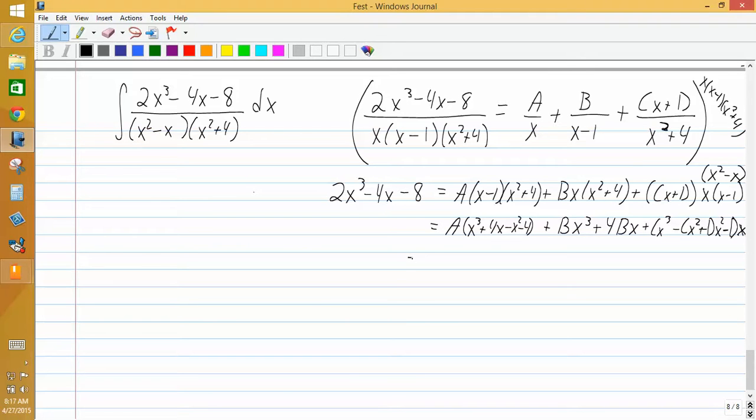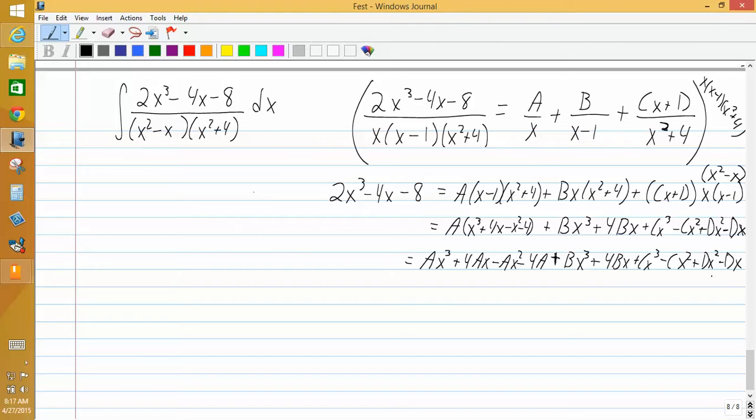I do need to multiply this a times everything too. So this is going to be ax cubed plus 4ax minus ax squared minus 4a plus bx cubed plus 4bx plus cx cubed minus cx squared plus dx squared minus dx.